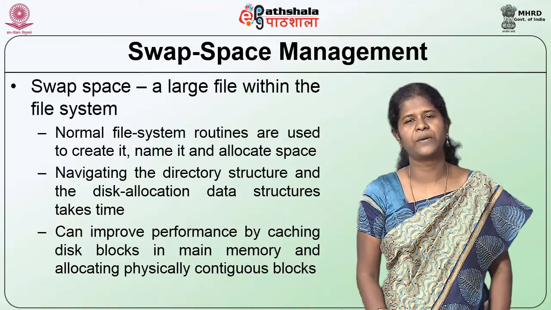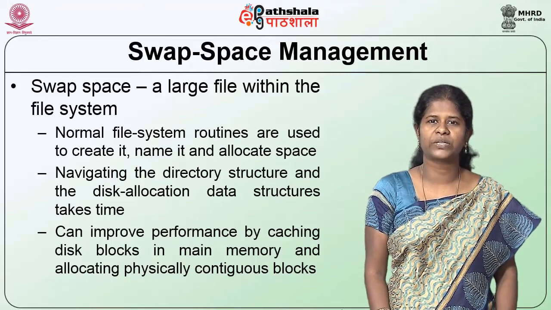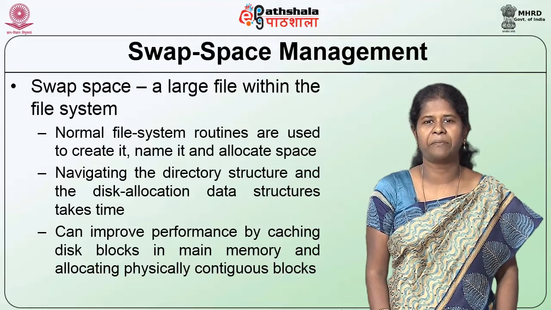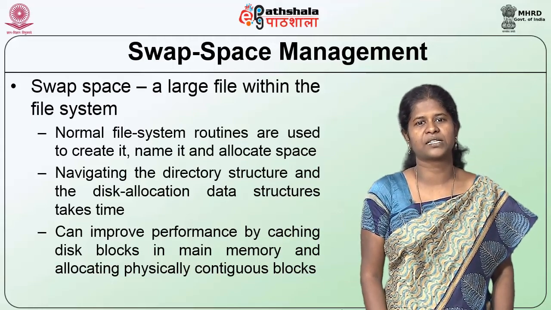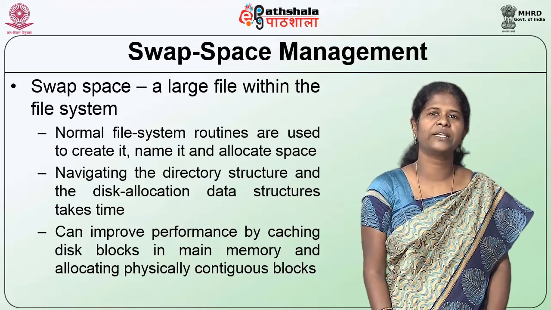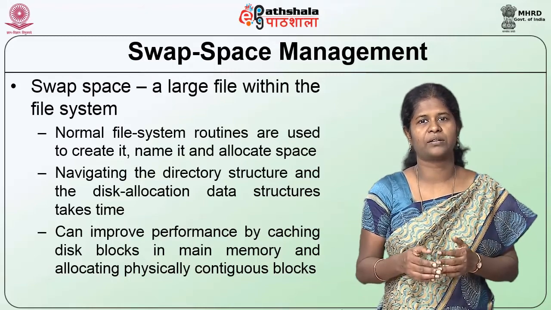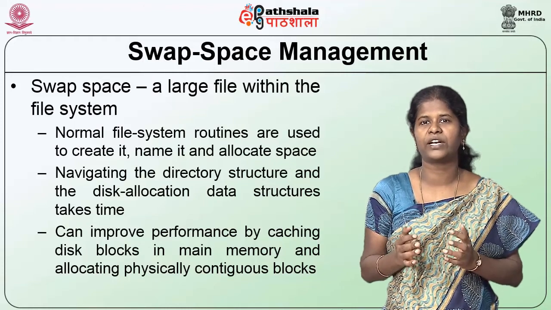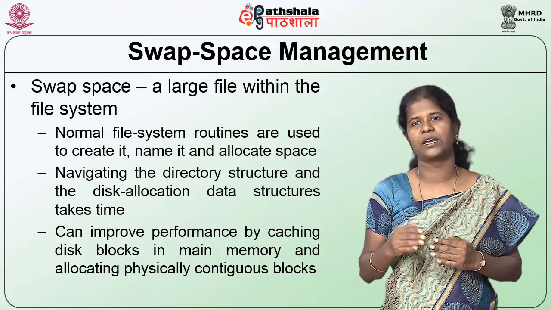Suppose the swap space is a large file within the file system, then the normal file system routines are used to create the data related to the swap space, to name it and allocate the space. You may have to navigate the directory structure, and you may have to go through the disk allocation data structures, but all these can take some amount of time. Because it is a part of the file system, it looks like a regular file. You do not have a specified allocated space for the swap space. It is very similar to how you access a regular file.